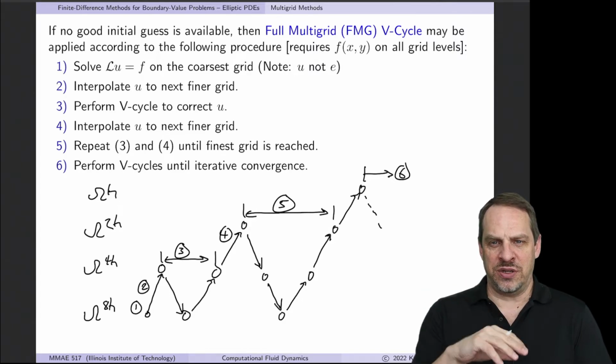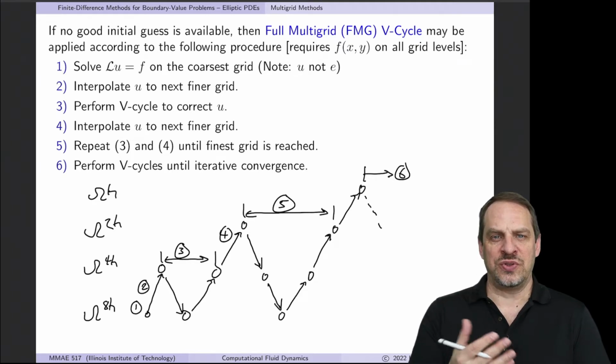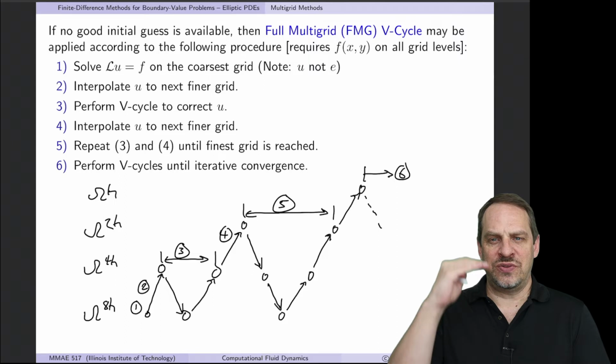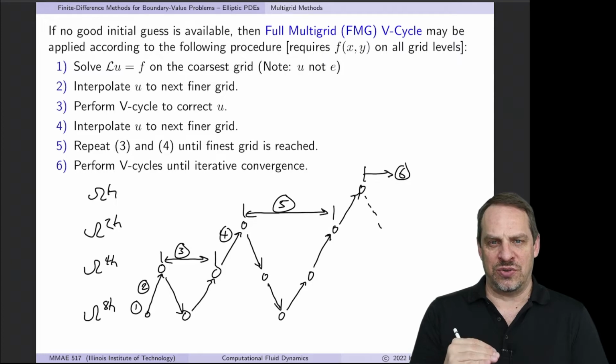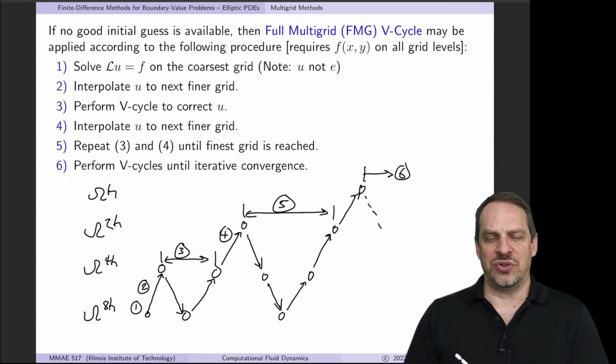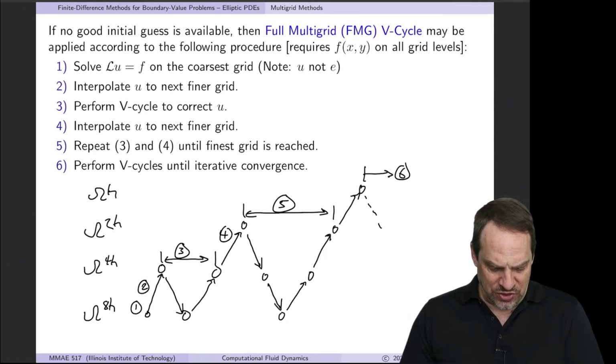However, they're going to be done in a different order on different quantities in order to ultimately produce a good initial guess. So instead of starting at the top on the finest grid, if we don't have a good initial guess, let's start at the bottom on the coarsest grid, because those calculations are done more quickly, more rapidly, and we can work our way up to a good initial guess on that finest grid.